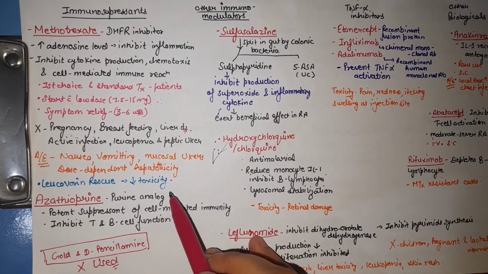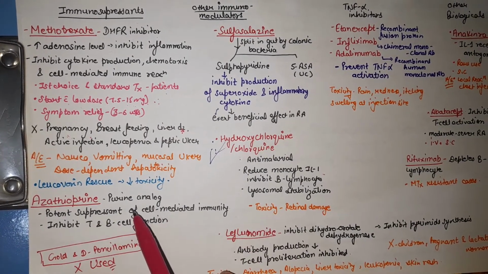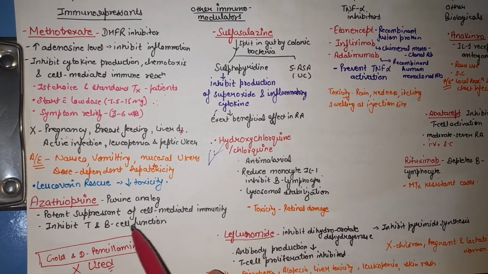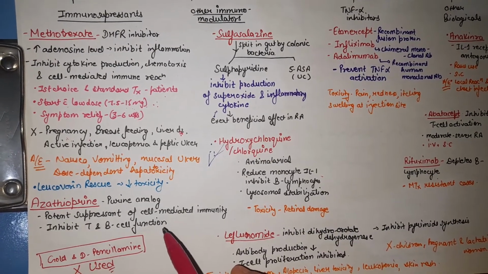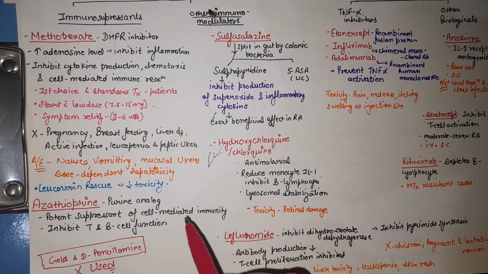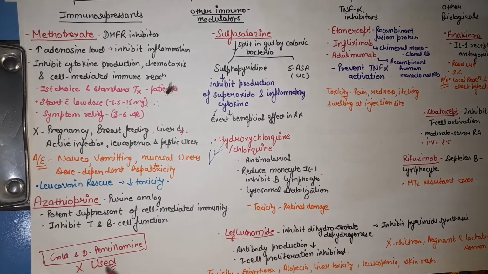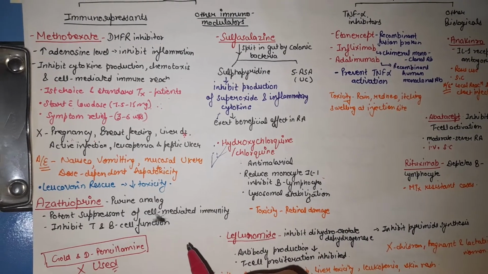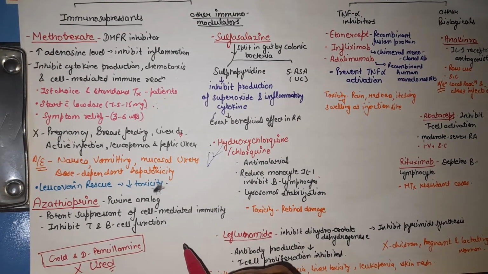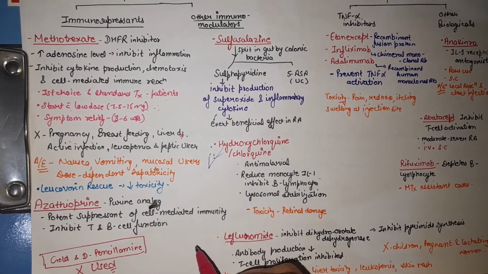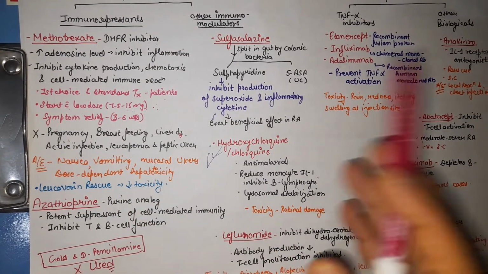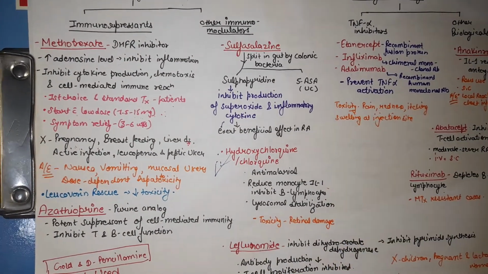Next drug is azathioprine. It is a purine analog and a potent suppressant of cell-mediated immunity, and it also inhibits T and B cell function, because as we know rheumatoid arthritis is an autoimmune disorder. Other immunosuppressant drugs like gold and D-penicillamine were used in past times, but these are not used now because they have huge toxicity, and better substitutes are present for the treatment of rheumatoid arthritis.